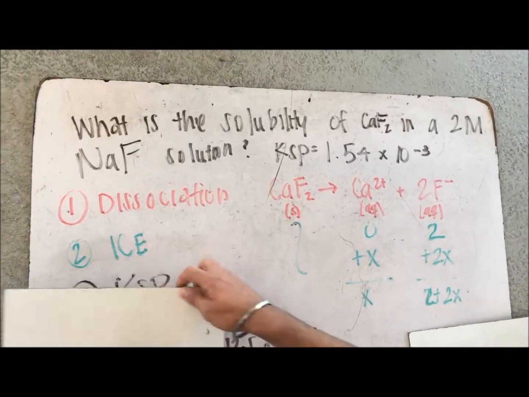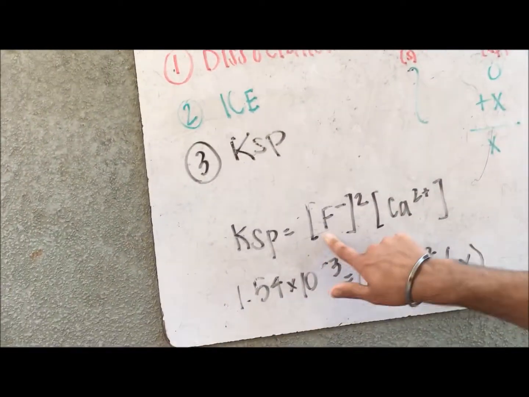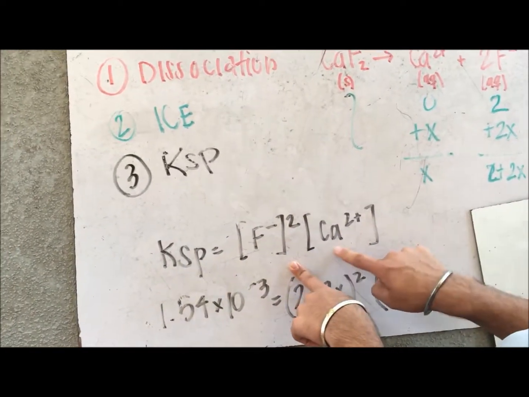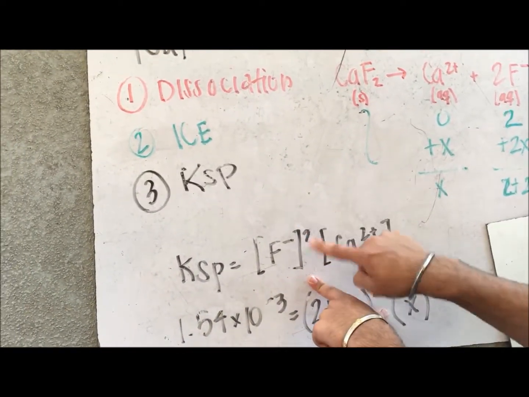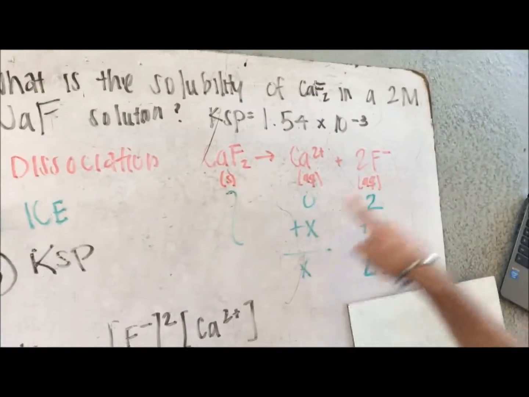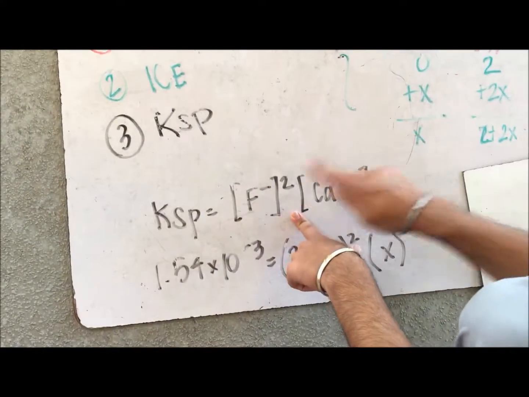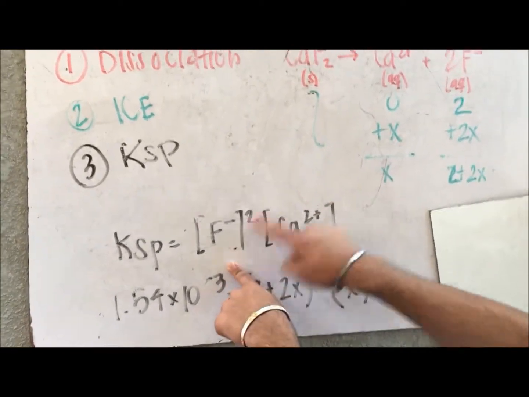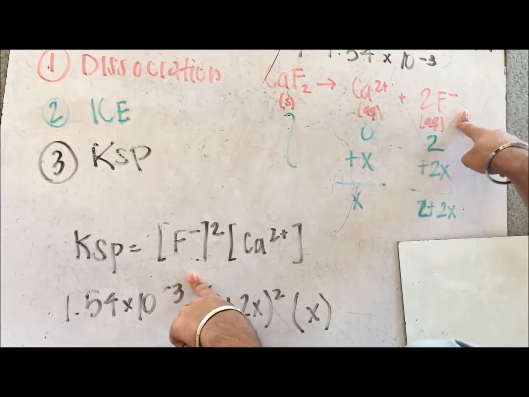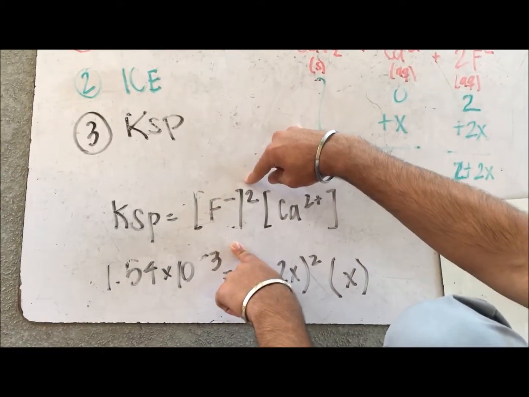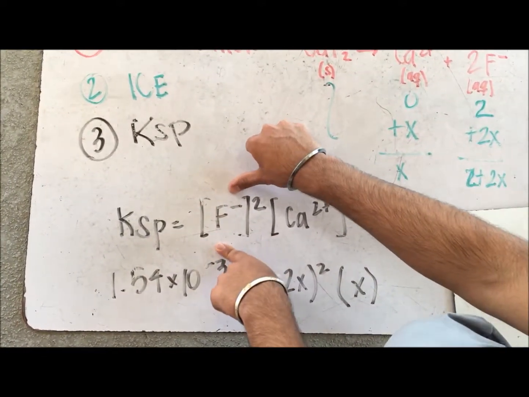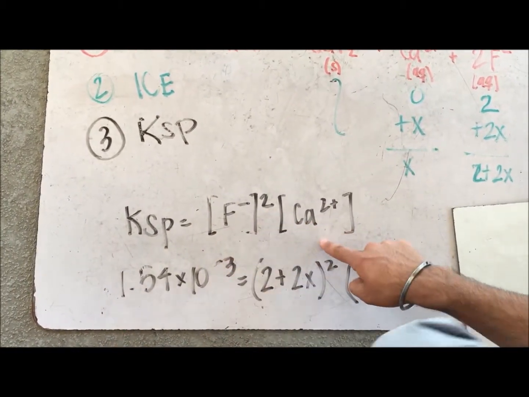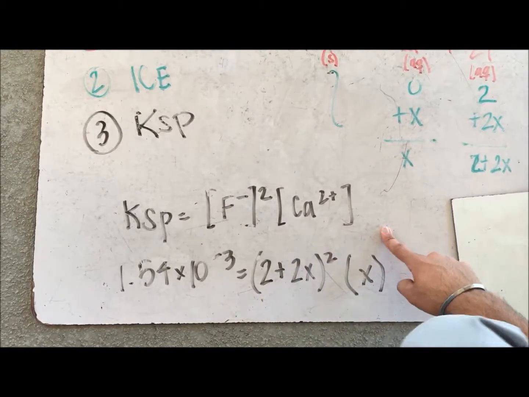So next step is to write the KSP. KSP equals the concentration of fluorine squared times the concentration of Ca2 plus. Where did I get the squared? Basically, the coefficient that you have, you raise to the power of the concentration of that anion or the cation, depending on where the coefficient is. In this case, we have a coefficient of 2 with the fluorine anion. Hence, we're going to raise the concentration of fluorine to the power of 2, so F minus to the power of 2 times the concentration of calcium 2 plus.